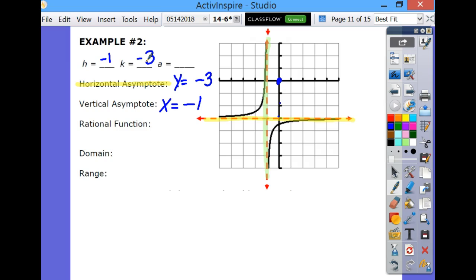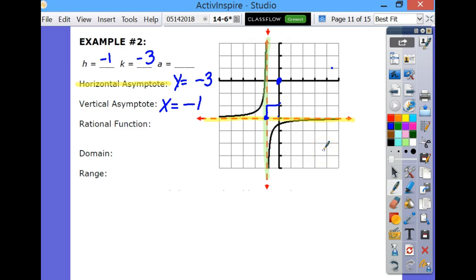Now we have to find the A. The parent graph from this intersection point goes up 1 over 1. Do I have a point right here on the graph? Not on the branch. That means that the A has either a stretch or a compression. Do I have the graph up here in this top part at all? It's down here in the bottom part.